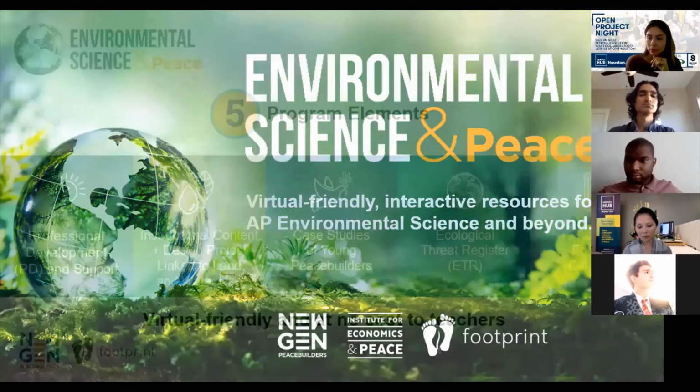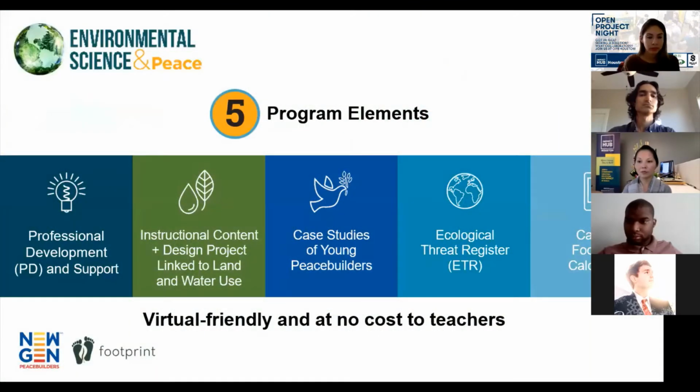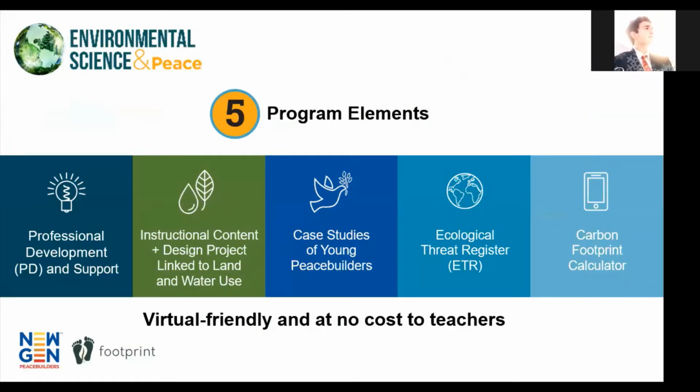That's just the quick overview. This is the kind of stuff that we've got in it: the professional development and support, the design thinking project, the content and curriculum teachers can use, the case studies, and the Ecological Threat Register. And then of course, we also have the Footprint app, so students can do this collaborative climate challenge, having 30 days to reduce their impact as a class and then form more sustainable habits together. So it's a really exciting opportunity to be working with them.